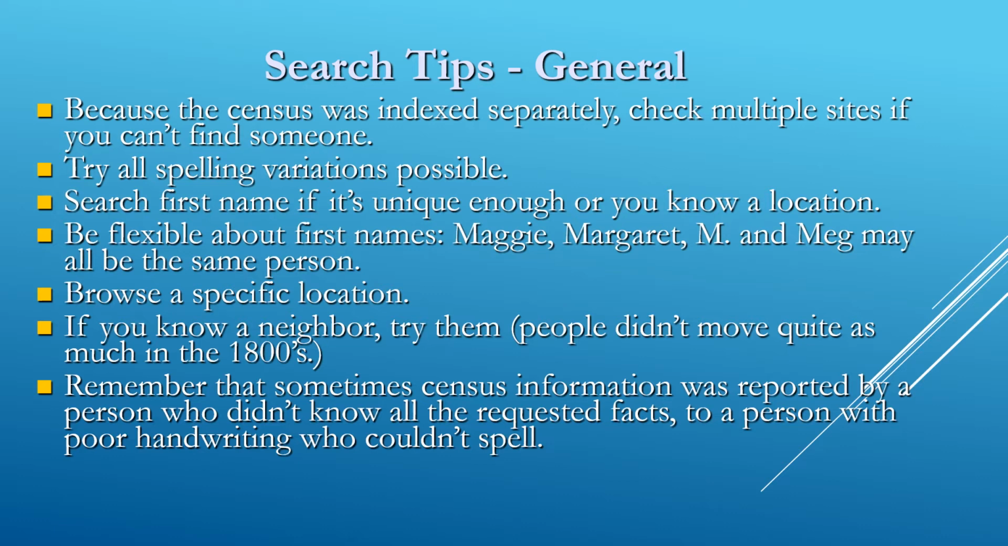You should also try all spelling variations possible or use wildcard searches that are usually available via the website's help screens. And then search the first name if it's unique enough and you don't know a location. Be flexible about first names. Maggie, Margaret, M period, and Meg may all be the same person. You should also, if you can't find them, browse a specific location. And if you know a neighbor, you could try them.